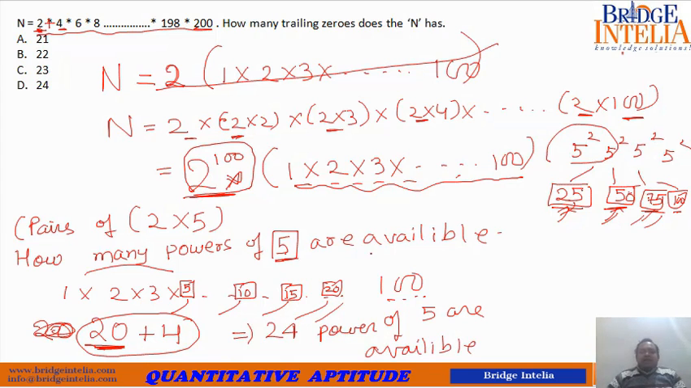So what does this mean? 24 pairs would get created. So it means 24 trailing zeros. Because sufficient number of 2 is there. Limitation is created due to powers of 5. Sufficient number of 2 was available. That's why 24 trailing zeros will get created at the end.